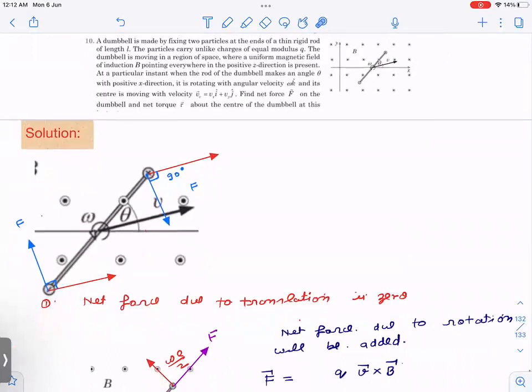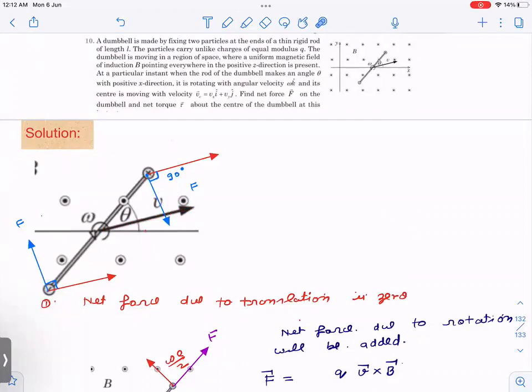So first I am going to find out the net force. To find out the net force, we are going to first find out the net force due to only translation. So in this question, we will find out the net force due to translational velocities, then the net force due to rotational velocities, and do a superposition of both. So first, due to translation, this velocity is the velocity of center of mass.